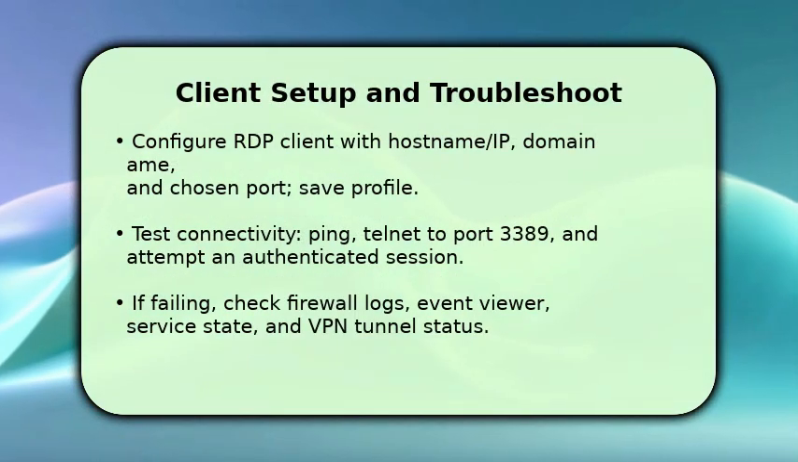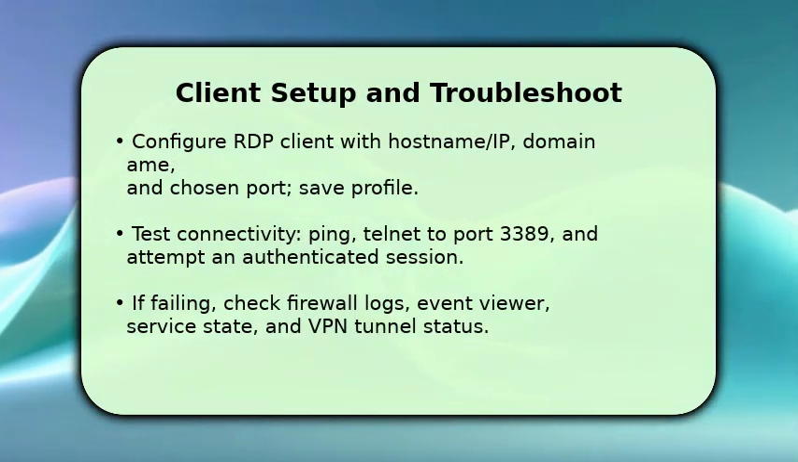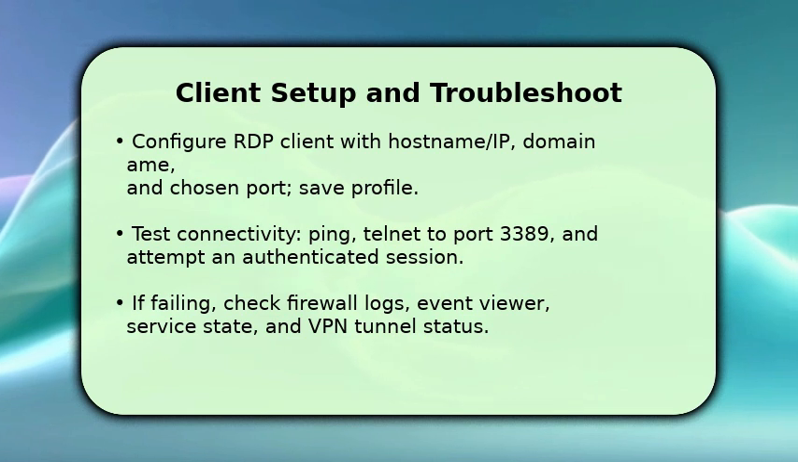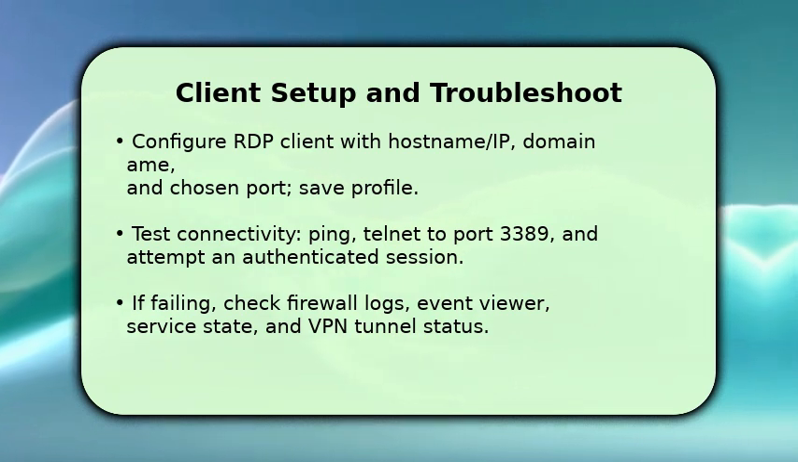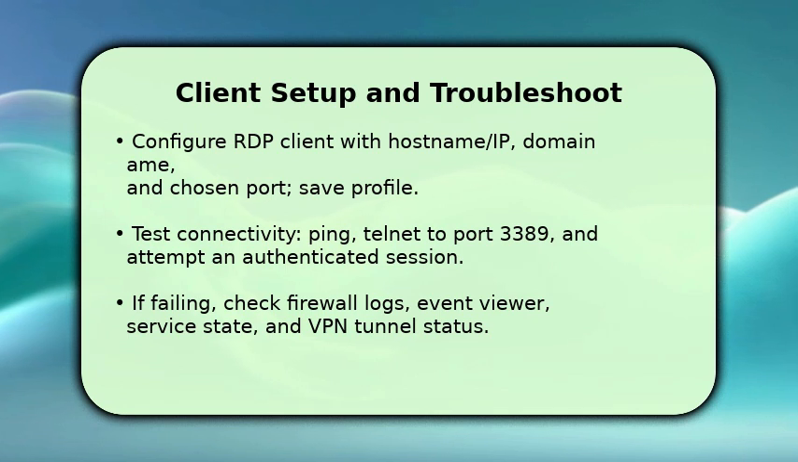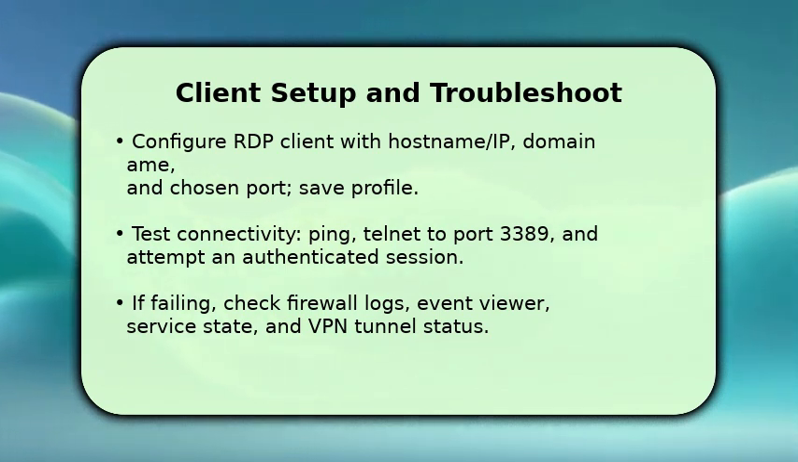You finish by configuring the client and verifying the connection in a controlled test. Open your RDP client, enter the server IP or DNS, include domain/username, and adjust the port if non-standard. Save the profile for repeat use. Then test with ping and a port check, followed by signing in through the client.